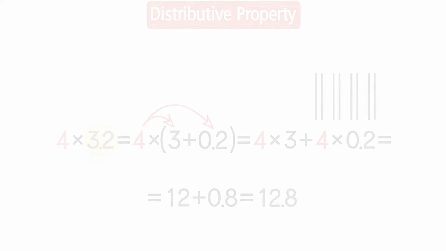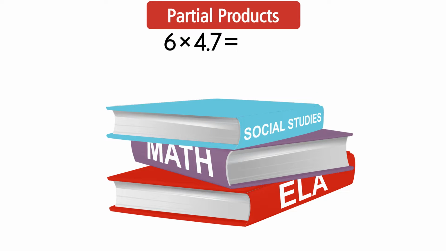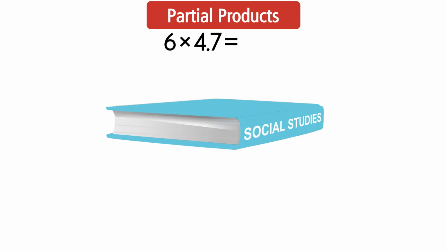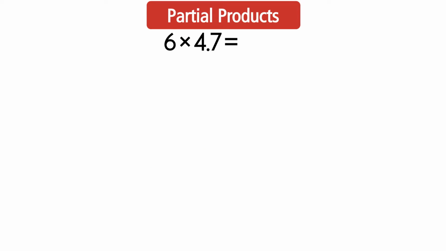Another method of multiplying decimals and whole numbers is showing the partial products. Let's look at the example 6 times 4.7. Showing the partial products reminds me of doing homework. Suppose you need to do ELA, math, and social studies homework. You don't do them all at the same time, do you? First, you can do ELA, then you can do math, and so on. It's the same idea here.